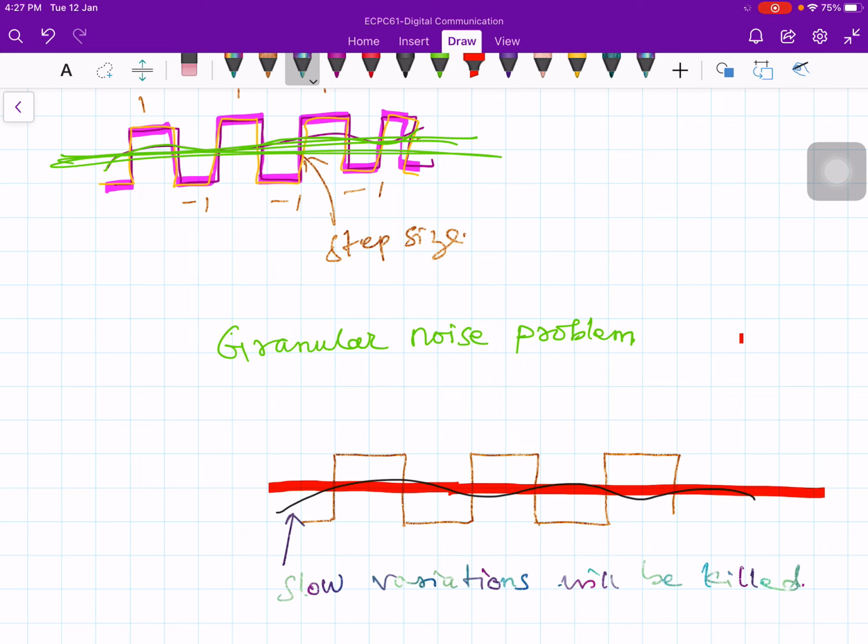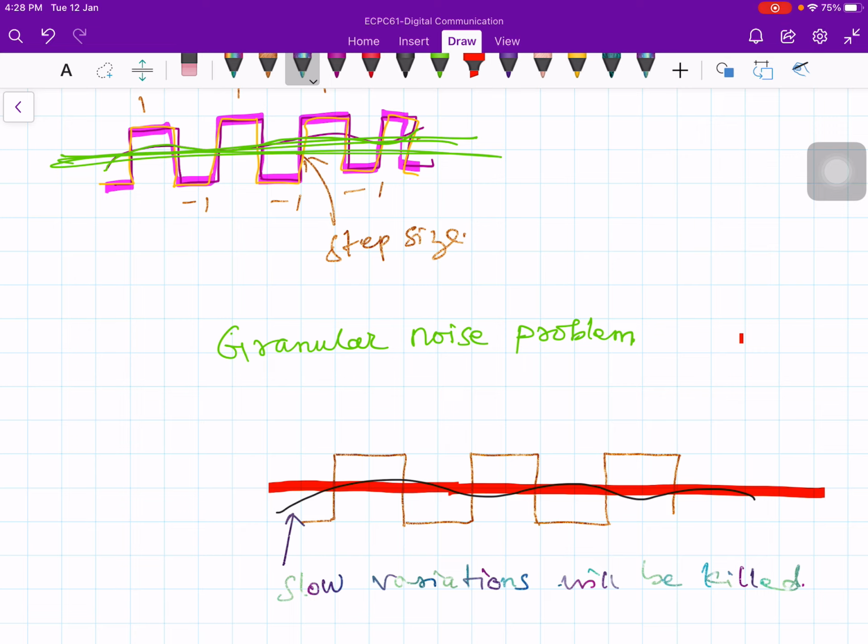So in order to avoid slope overload distortion, you need to increase the step size. But if you increase the step size, then you cannot capture the slowly varying signals. So it gives some intuitive idea as to what we should do to build a different kind of delta modulator, which will have less serious problems of both these kinds. Therefore you need to design a delta modulator such that it avoids slope overload distortion as well as the granular noise problem, one which is able to track fast or rapid changes as well as slower or smaller changes.